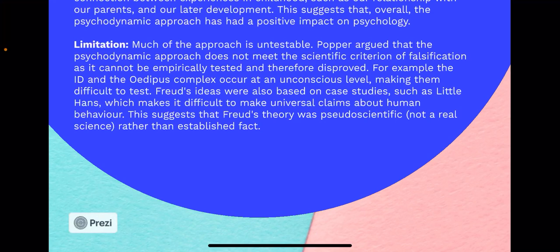Because it doesn't use scientific research and because the theories are not objective and they're difficult to test, then we cannot falsify them. Freud's ideas were based on case studies such as Little Hans, which makes it difficult to make universal claims about human behaviour. It's really hard to generalise case studies to the wider population. There's also other faults with his research, such as Little Hans, because Hans's father was friends with Freud. Everything was done through letters. Freud only met Little Hans a handful of times. There may be some researcher bias there.